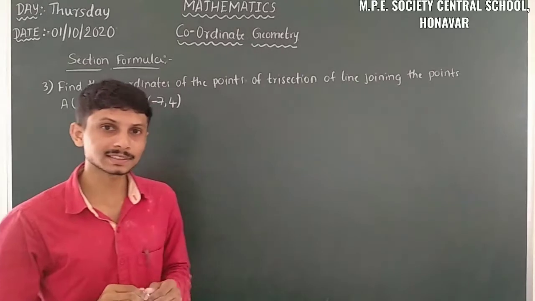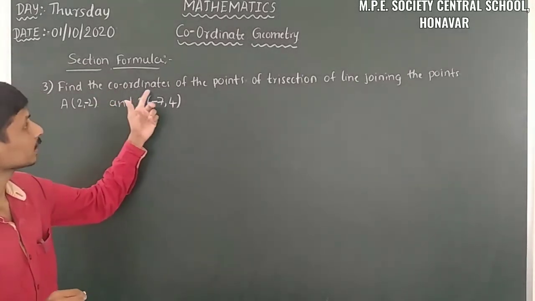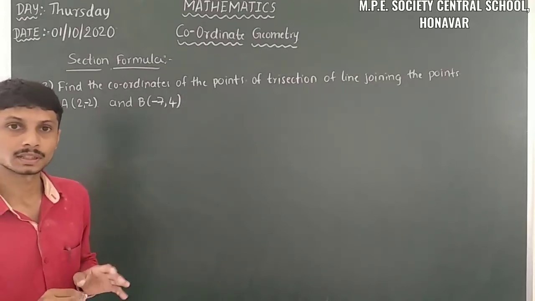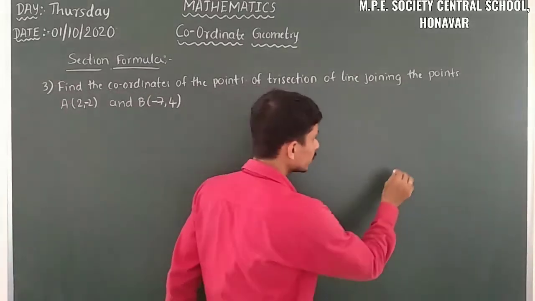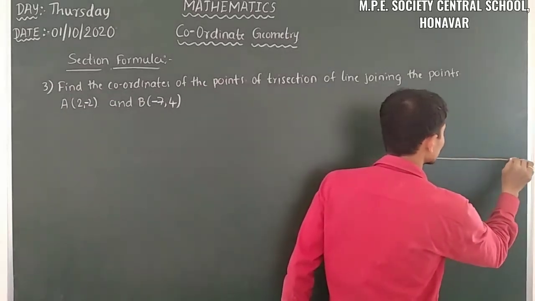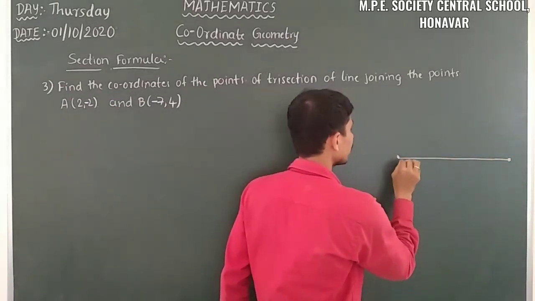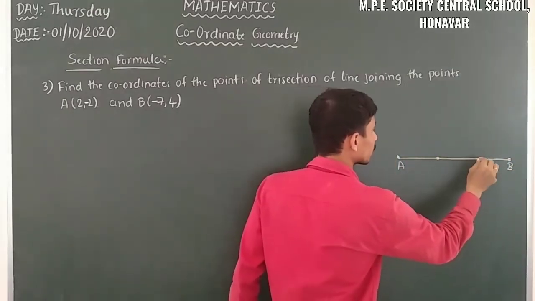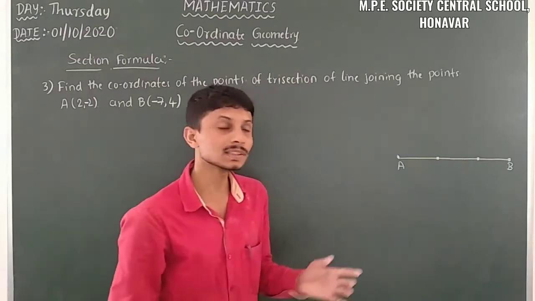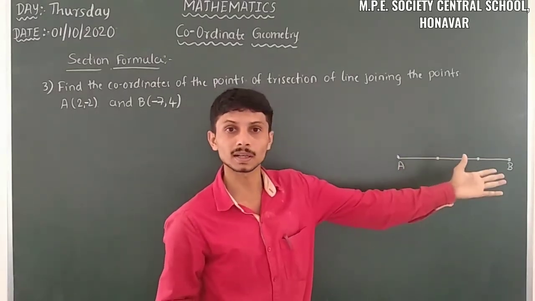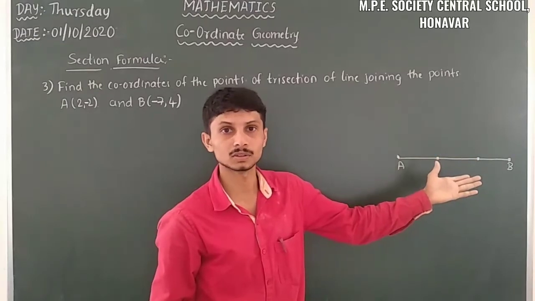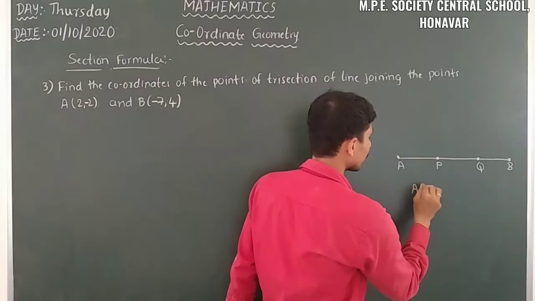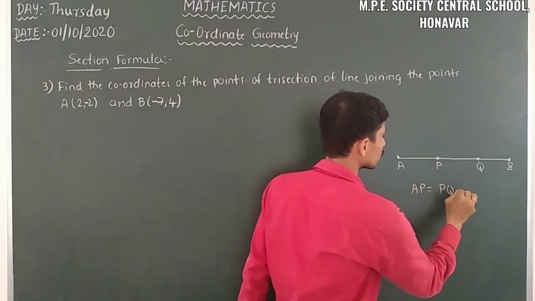The third problem tells us to find the coordinates of the points of trisection of the line joining the points. Here trisection means, when we take the line like this, here the point A and here the point B, the line is trisected, that means it divides into three equal parts. So I will take this as P, here as Q. So AP is equal to PQ is equal to QB.